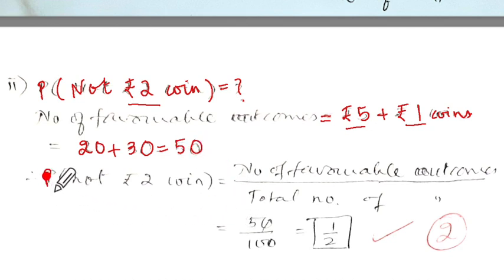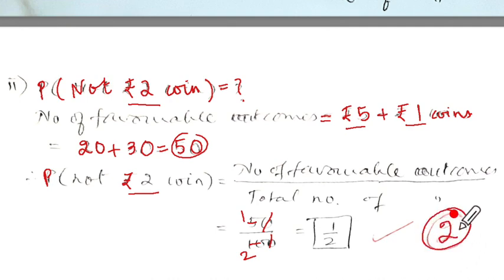Then we write probability of not rupee 2 coin will be number of favorable outcomes upon total number of outcomes. That will be this 50 upon the total you already know is 100. Cancel this 0, 5 ones and 5 twos, and we have half, and that is our answer. We have 2 marks for this. Get your full marks by writing the correct steps.